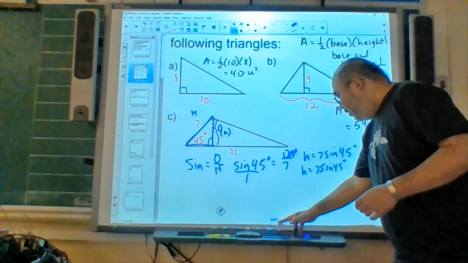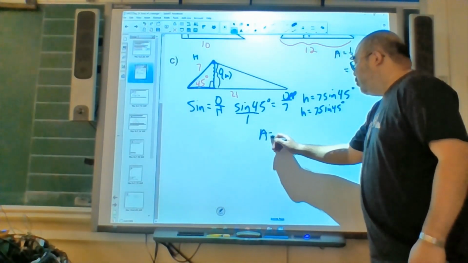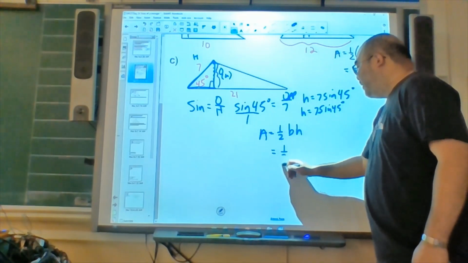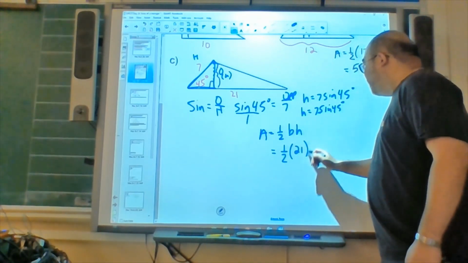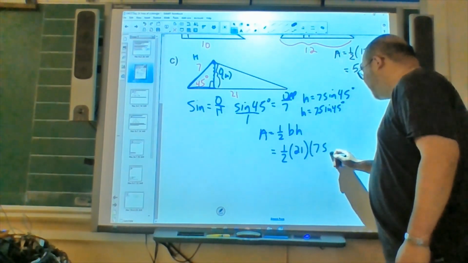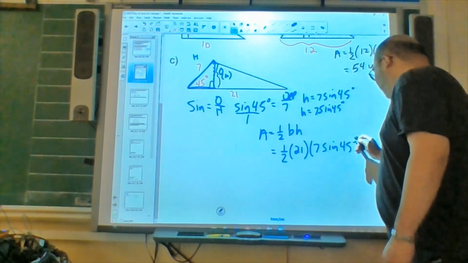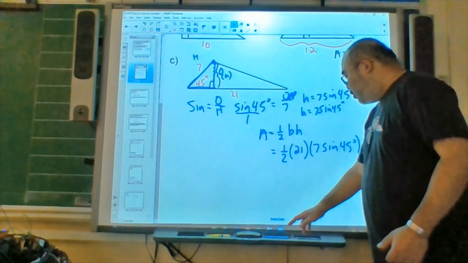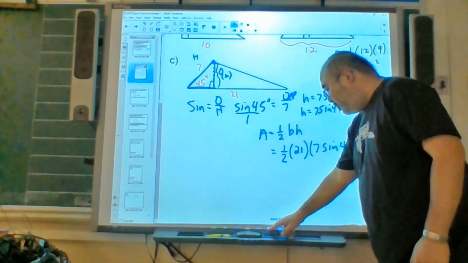So here, the area of the triangle is going to be 1/2 base times height, or in this case, 1/2 times 21 times 7 times the sine of 45 degrees. Now let's enter it in a calculator, and our square units will be, in this case, let's take a look.